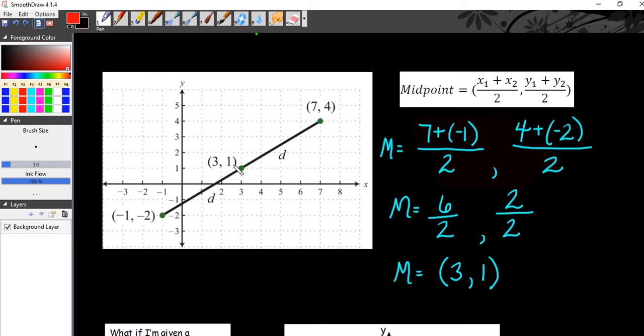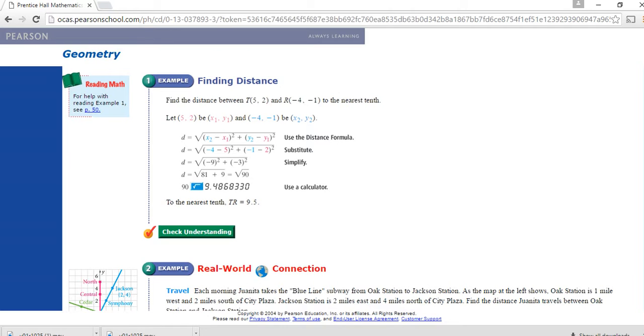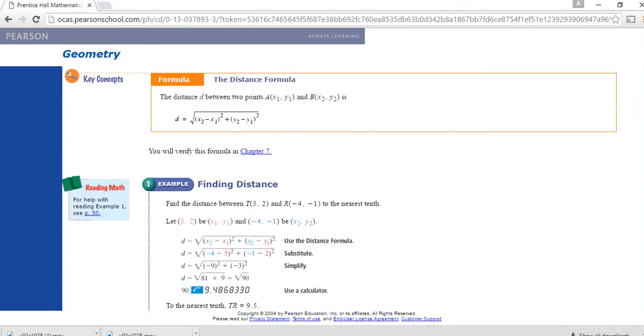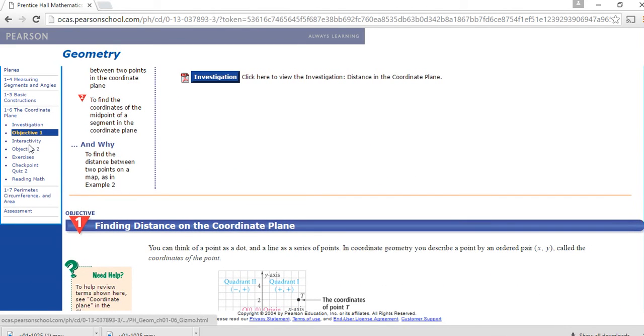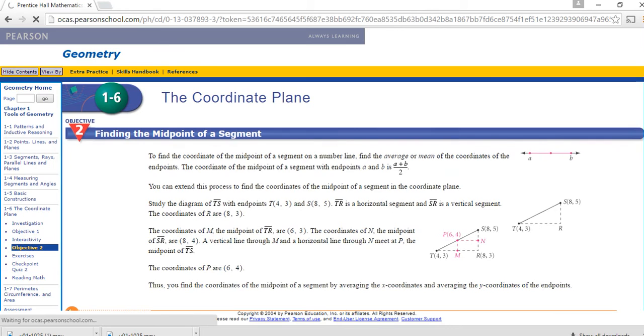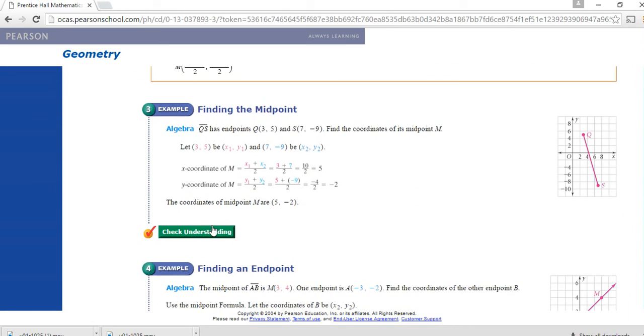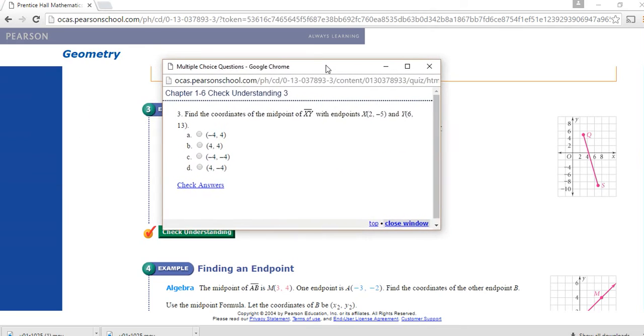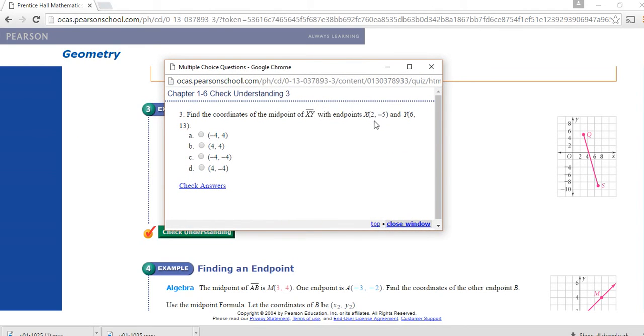So if I move over to our book, I need to go to my second objective, which is finding midpoints. I'm going to pull up an example, and I want you to take these 2 points, 2, -5, and 6, 13, pause the video and find the midpoint. Alright, hopefully you did that and you worked it out and you found that the midpoint happens to be 4, 4. If you did your algebra correctly.